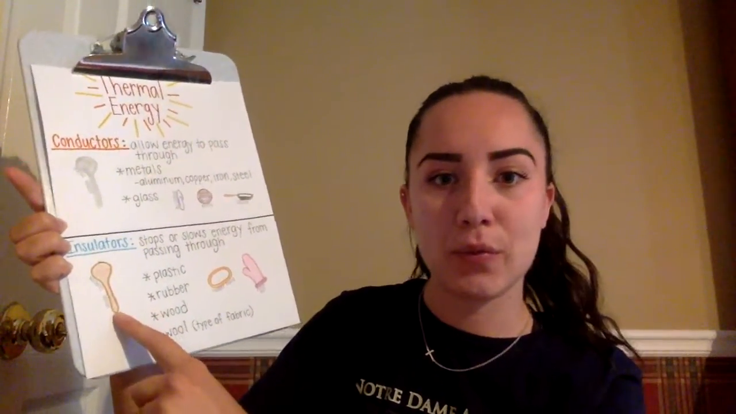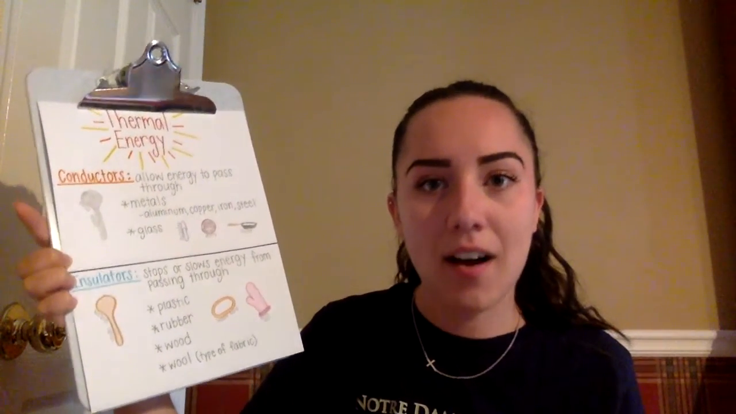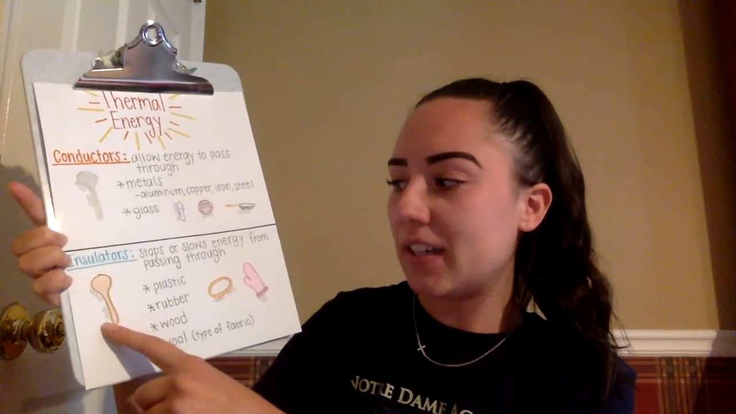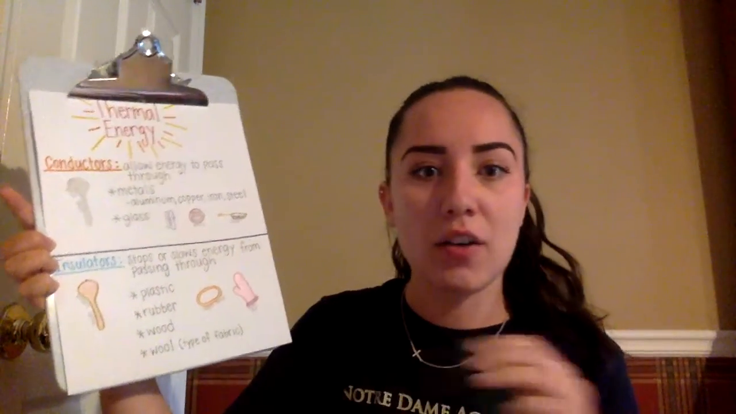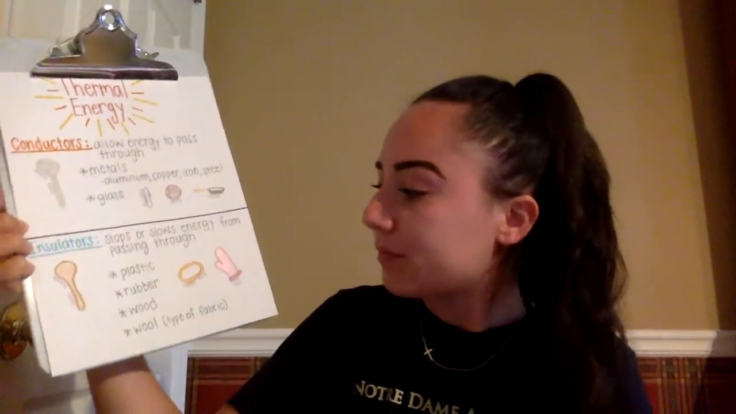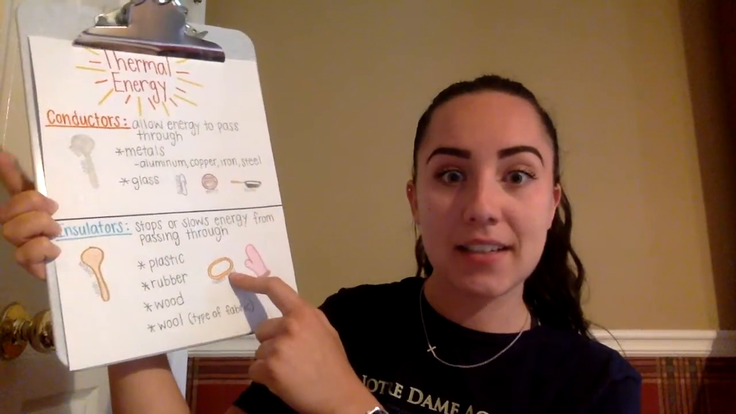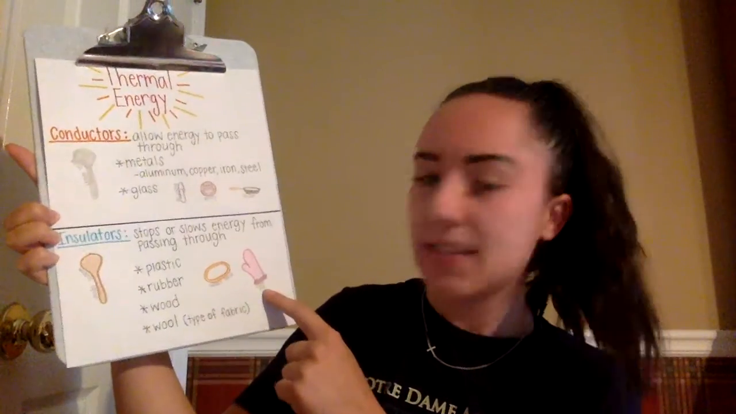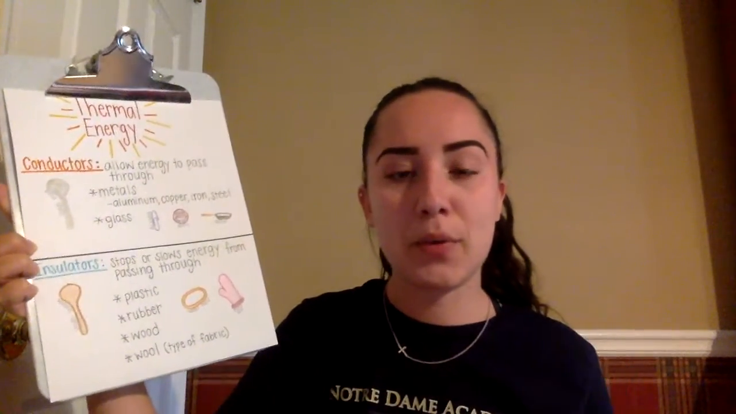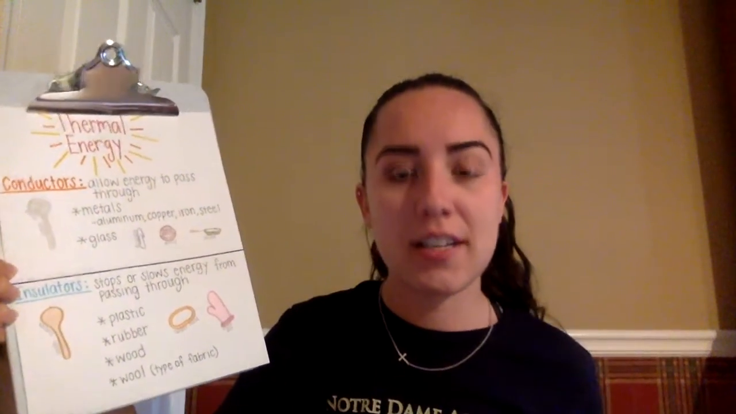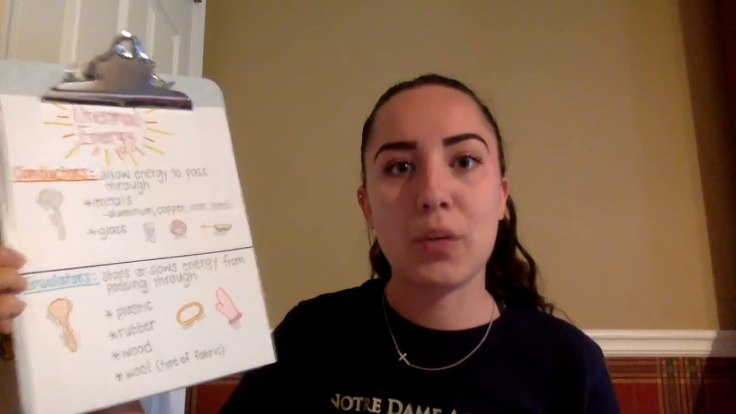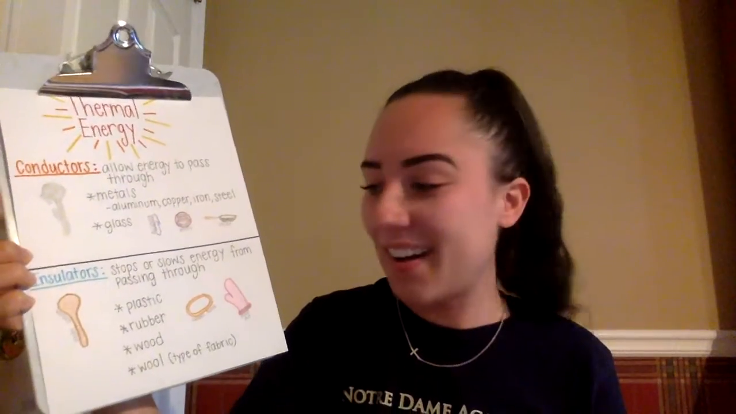A wooden spoon. If you're cooking with something that's hot, it's a good idea to use a wooden spoon because the wood is going to stop the heat from getting to your hand. A rubber band is also an example of an insulator because it's made of rubber. And an oven mitt, right, which you want to put on before you reach into the oven to grab something. It's going to keep your hands an appropriate temperature so they don't get too hot.